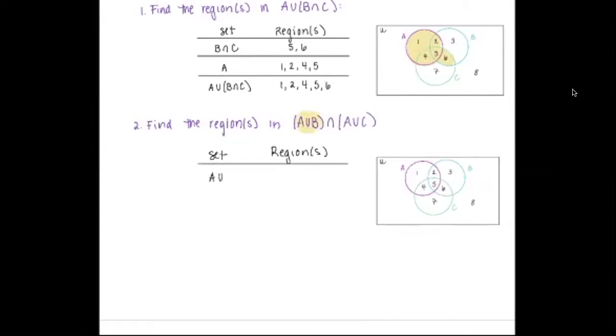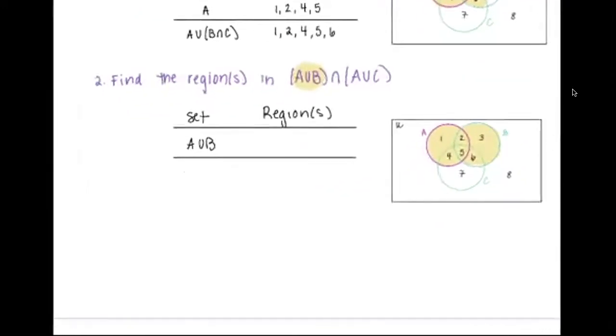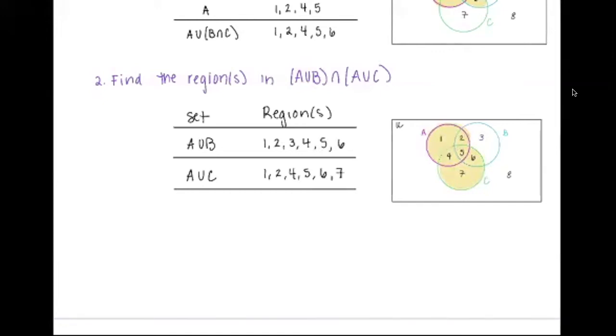Let's find what's in those two. So this melds A and B together. So anything that's in one of these circles is in their union. So A union B talks about 1, 2, 3, 4, 5, and 6. Then I look at A union C. And this is anything that falls inside circle A or circle C. So this set would take anything in regions 1, 2, 4, 5, 6, or 7.